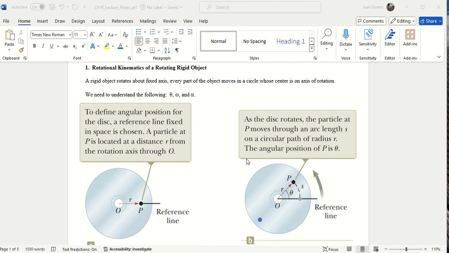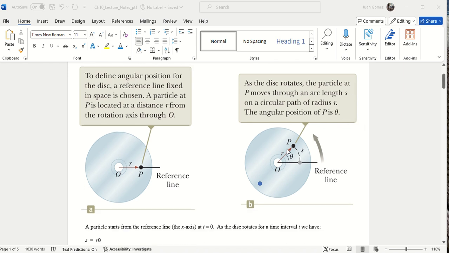So now instead of thinking about linear kinematics like we did back for exam 1, chapter 2, we want to think rotational kinematics. So we need to understand the following rotational or angular quantities: theta, omega, and alpha. And when I say rotational, angular, they mean the same thing.